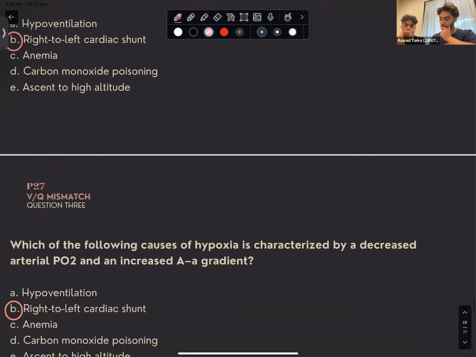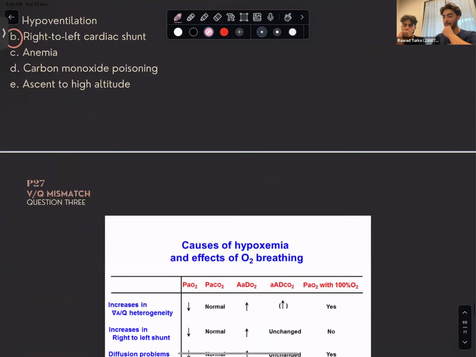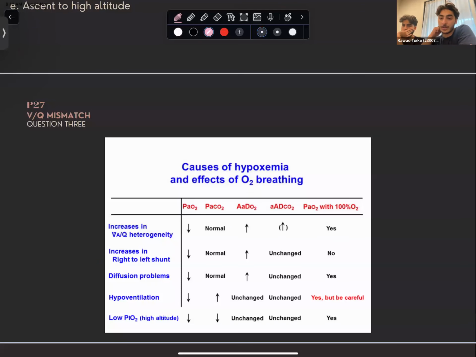Again, this is what we're going to look at, because this is super important. So which one of these are we looking at in here? Obviously, increased gradient isn't in the hypo, it's normal. This is the gradient, by the way, guys. The A-a gradient means the difference between big A and small a, alveolar-arterial. So it's unchanged in hypoventilation and in high altitude. It's only ever increased in diffusion problems, right-to-left shunt, which is the case here, and in VQ mismatches, basically.